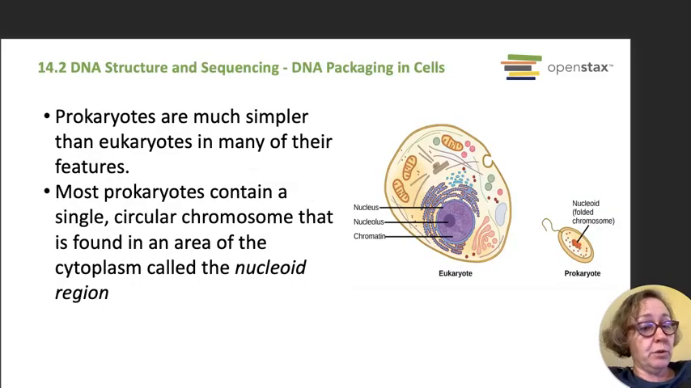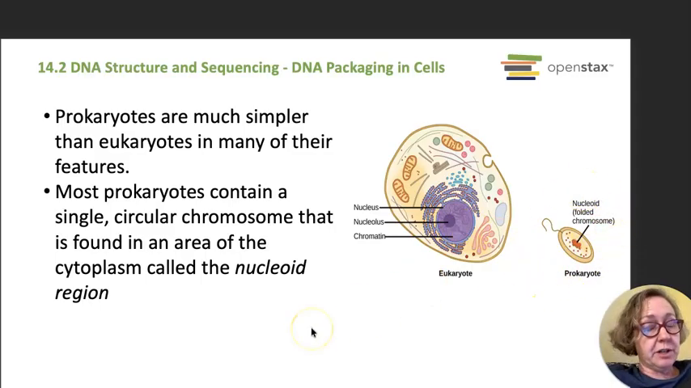Now, let's talk real briefly about prokaryotic and eukaryotic. We already know that the prokaryotic nucleoid is just folded chromosomes. There's not the nucleus and all of the chromatin and the histones. That is not all happening in the prokaryotic cell.